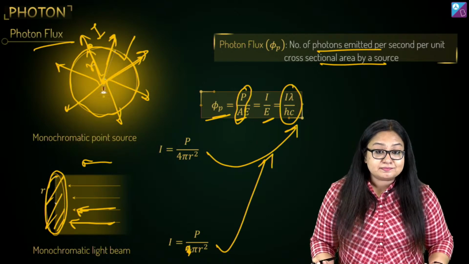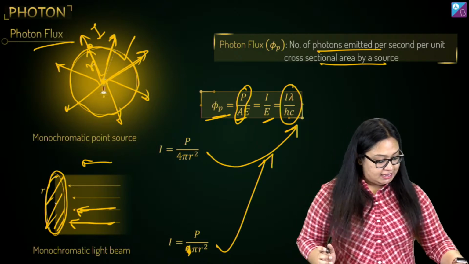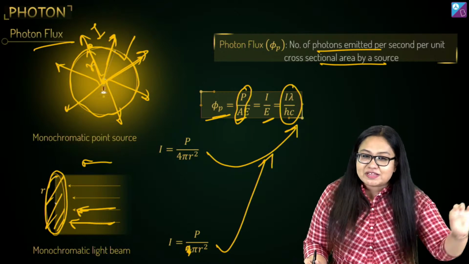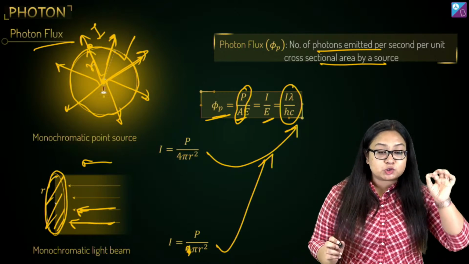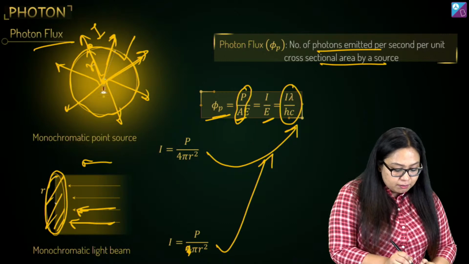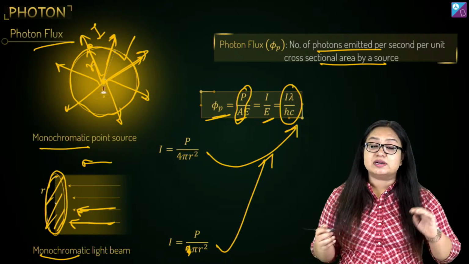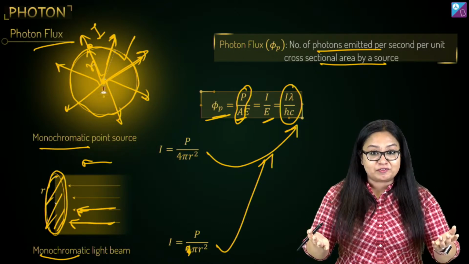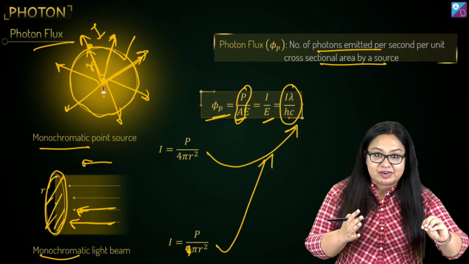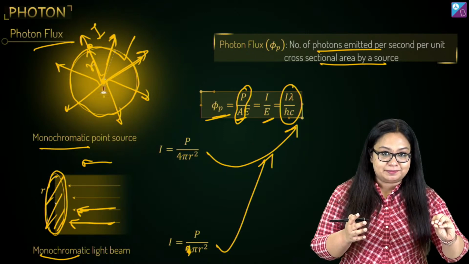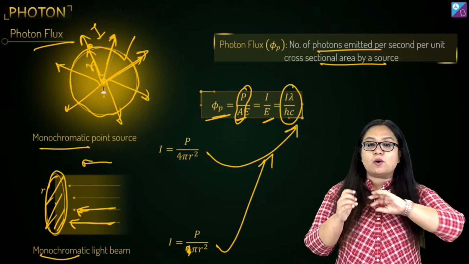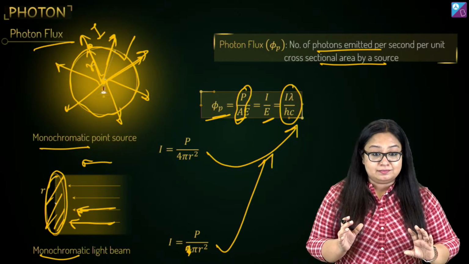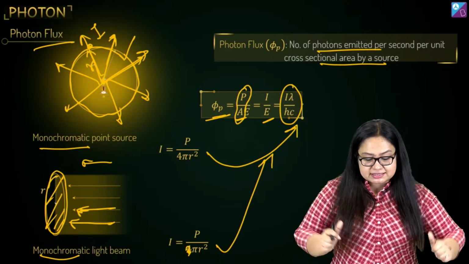Make sense? Okay. I hope you've understood this. Now the only caveat here in all of these calculations is that all of these sources of light are monochromatic sources. What does that mean? All of these sources of light are giving out light of single wavelength, single frequency. And that is why all of these photons that are coming out have equal energy. Alright. Hope that is clear to you.